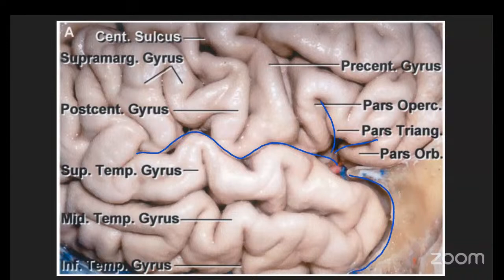You can see the superior temporal gyrus, you can see the middle temporal gyrus, and you can also see that the inferior temporal gyrus starts on the lateral surface, but then later on, it curves under the temporal lobe and continues on the middle cranial fossa.